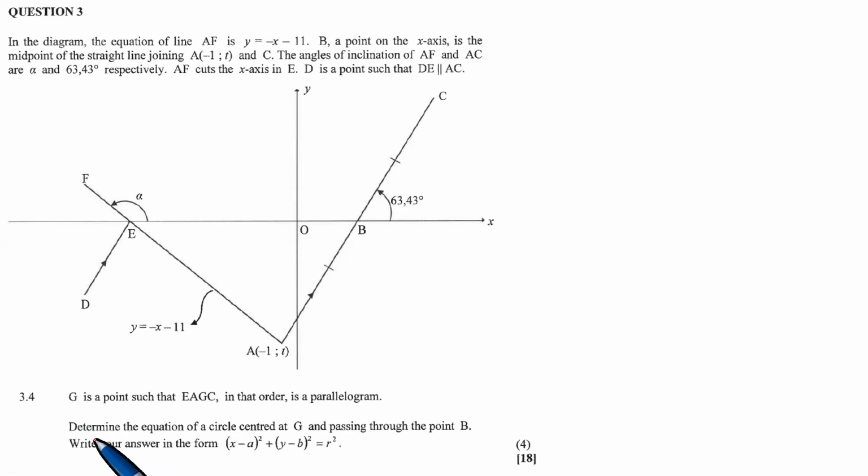But what is the question? Determine the equation of a circle centered at G and passing through the point B. There's a circle that is centered at G, but it passes through the point B. Write your answer in the form given. Okay, we continue.